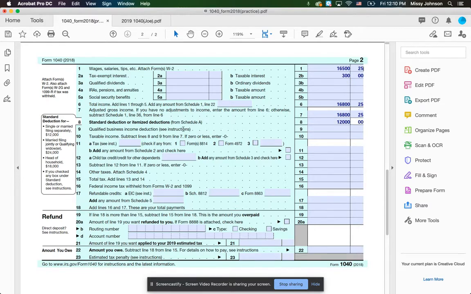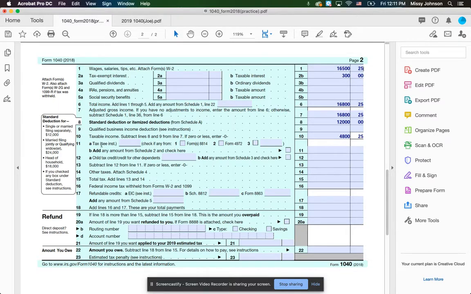Okay. Line 9 talks about qualified business. We're not going to worry about that either. That is if you have your own business of sorts. Line 10 talks about taxable income, so we're going to subtract lines 8 and 9, of which we only have one number, from line 7. So if we subtract 12,000 from 16,800, we should get 4,800. Can't forget about our 25 cents.